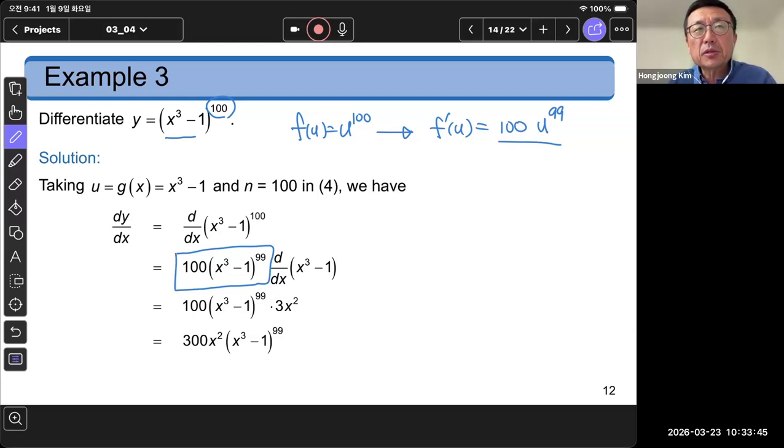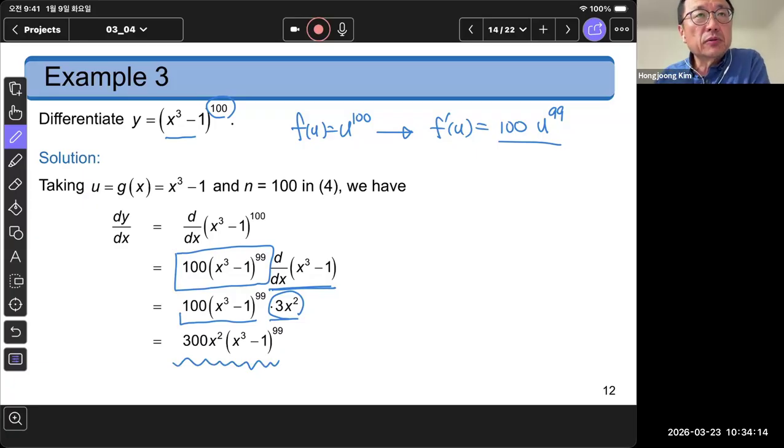And then you must multiply the derivative of the inner function. You must differentiate the inner function and then multiply the result to the previous term. So the derivative of the inner function is 3x squared. So you need to multiply that term to the derivative of the outer function. So this is the final answer. Okay? So this is the result, the derivative of the composite.